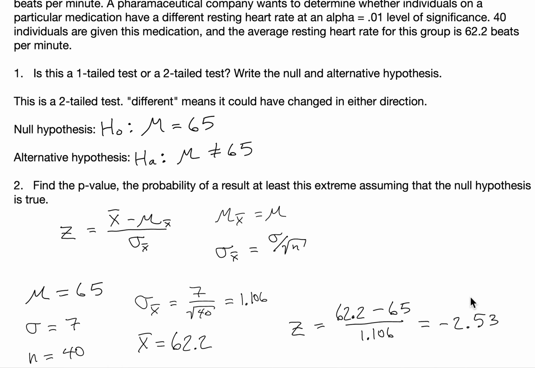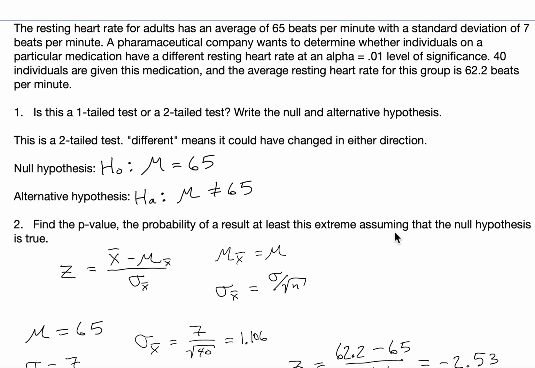Okay, so we now want to find the p-value, the probability of a result at least this extreme, given that the null hypothesis is true. Here are our general formulas. The z-score is the sample mean minus the mean of the sample means over the standard deviation of the sample means, where the mean is just the mean assumed by the null hypothesis, here 65. And the standard deviation of the sample means is the given standard deviation divided by the square root of the sample size.